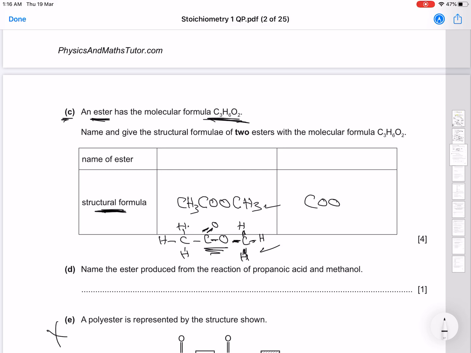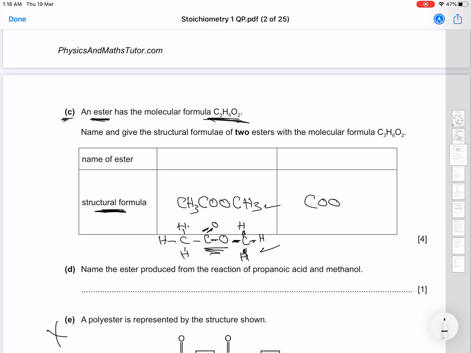I have to count. There are 2 oxygen, 6 hydrogen, since 3 and 3 is 6, and how many carbon? 1, 2, 3. So it also matches my molecular formula. The only thing left for me is to name the ester.